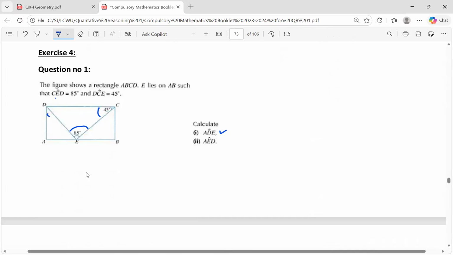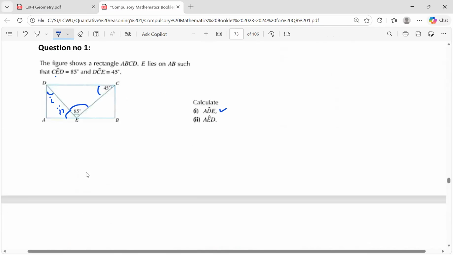ADE means you have to calculate this angle in the first part, and angle AED in the second part. You have to find these two angles. So there are only two parts to it.